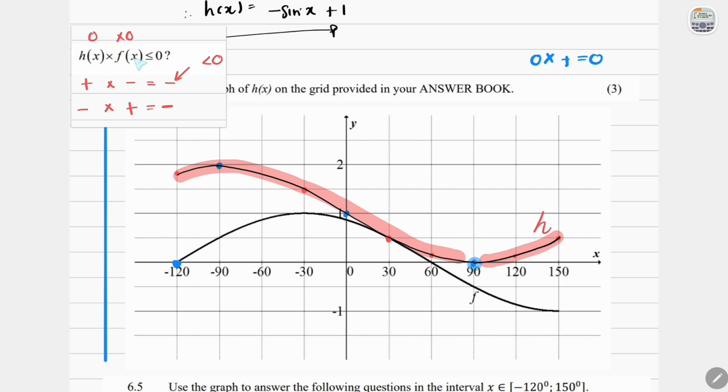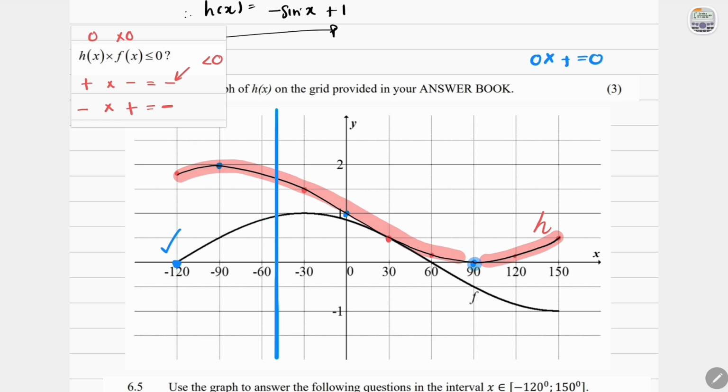We're looking for where their products, when we multiply them, give us either 0 or a value less than 0. So this is something we also have to consider. I'm just going to take that there, so we shouldn't forget that as well. But when we move after negative 120, do you see that here it's positive and positive? It's not going to work.